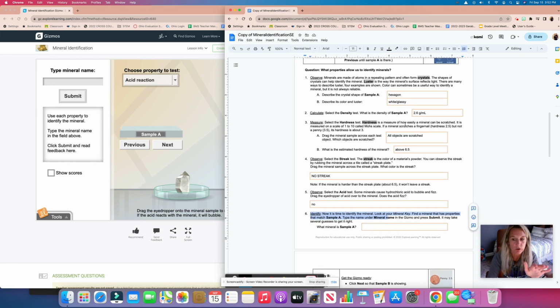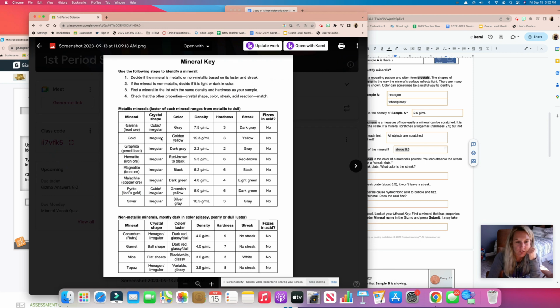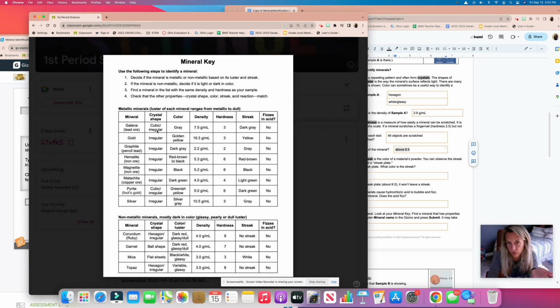Let's just review quick what our properties are. So we have a hexagon crystal shape, a white glassy color and luster, a density of 2.6, and a hardness of above 6.5. So let's go to our mineral key, which is right here. And the very first thing to look for is density. Because it's mathematical, it's got to be right. So we said our density was 2.6. It's not subjective, it's not up for interpretation, it's math and it's right. So we're going to go through and look for a 2.6 grams per milliliter density.